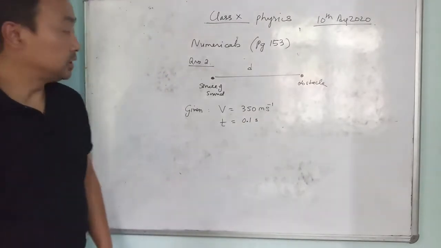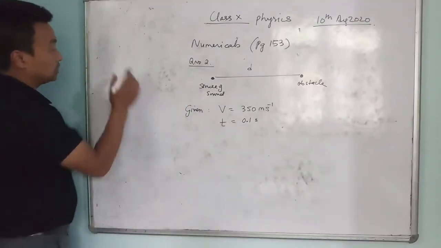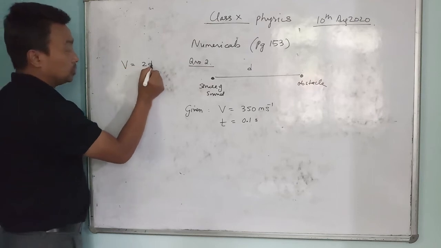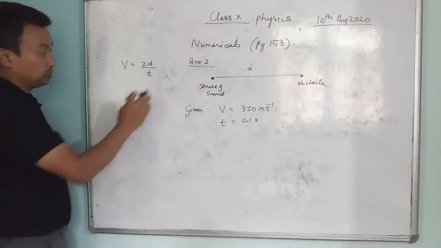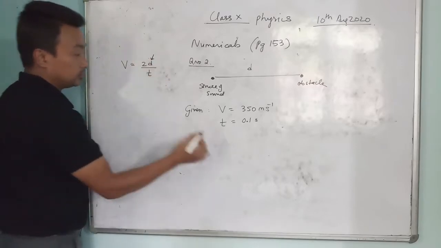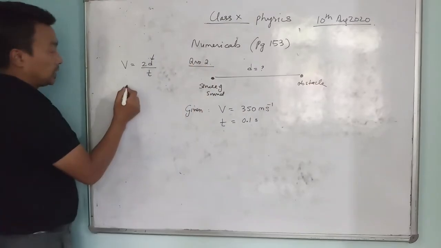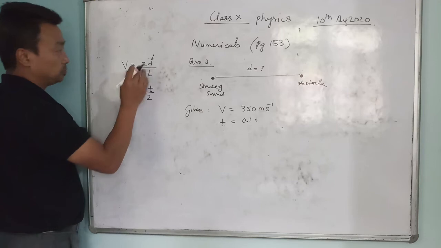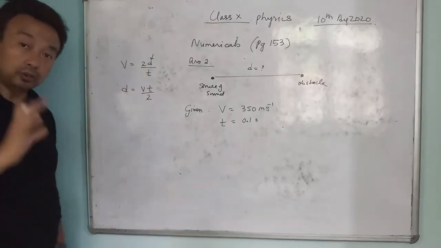Now it is very easy. We have to find the distance. For that, we can solve this. We have already learned that velocity equals 2d by t. This is the formula which you have used for an echo. Now we have to find this d, the distance. After cross multiplication, we get d equals v into t upon 2.